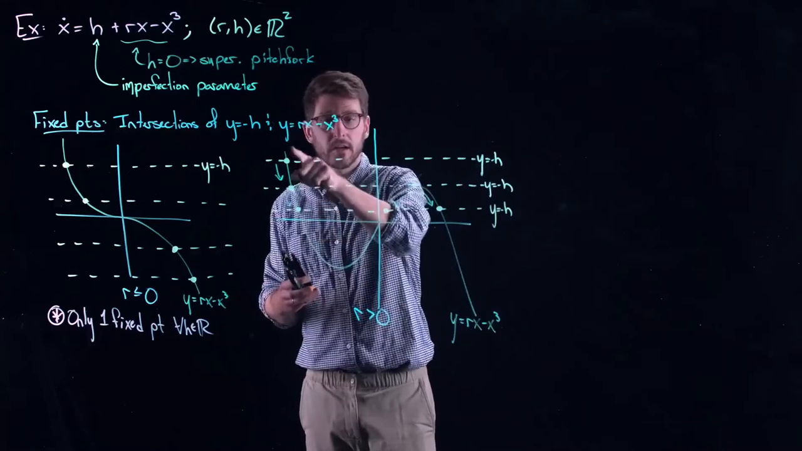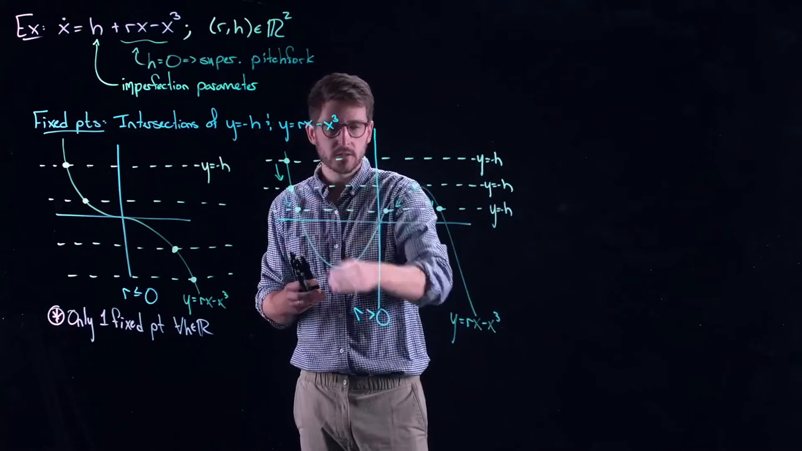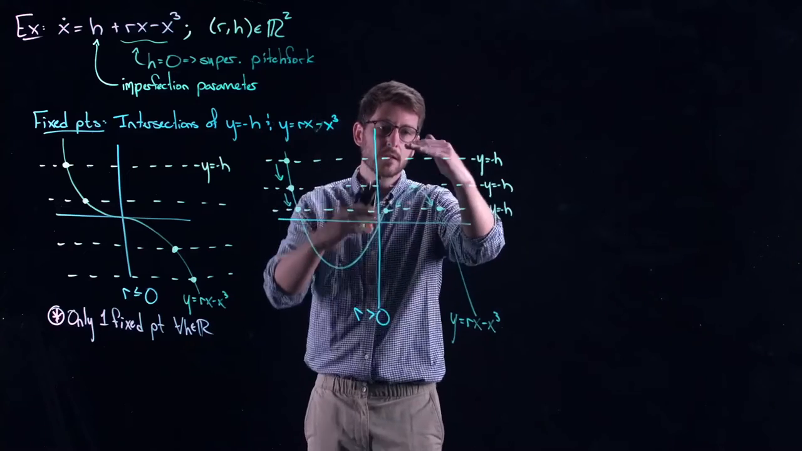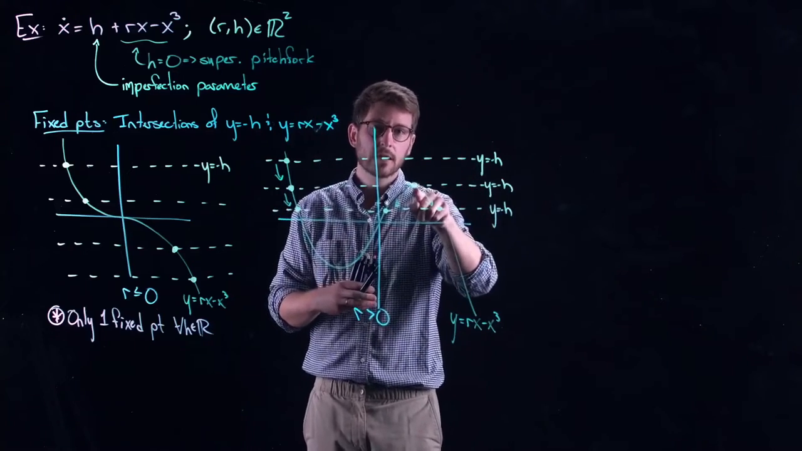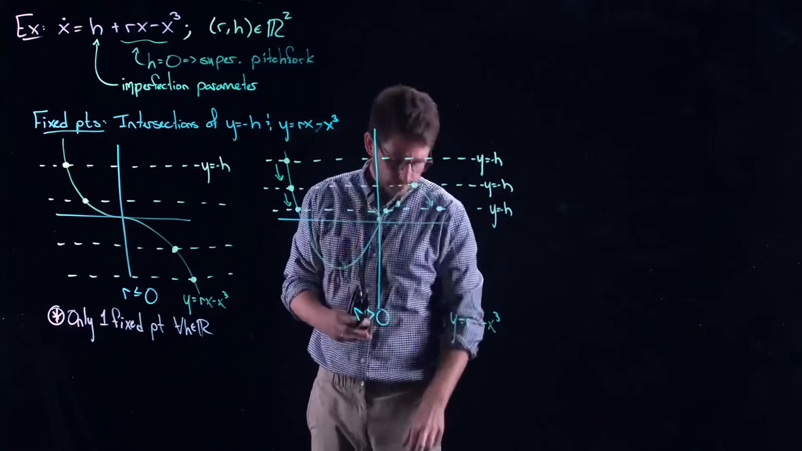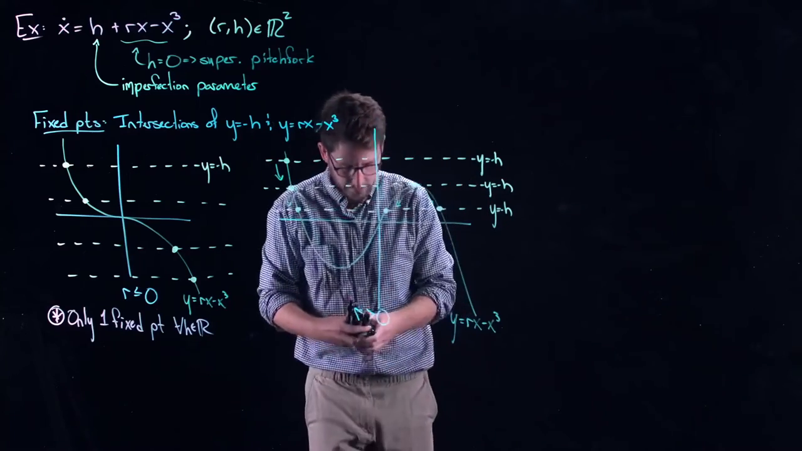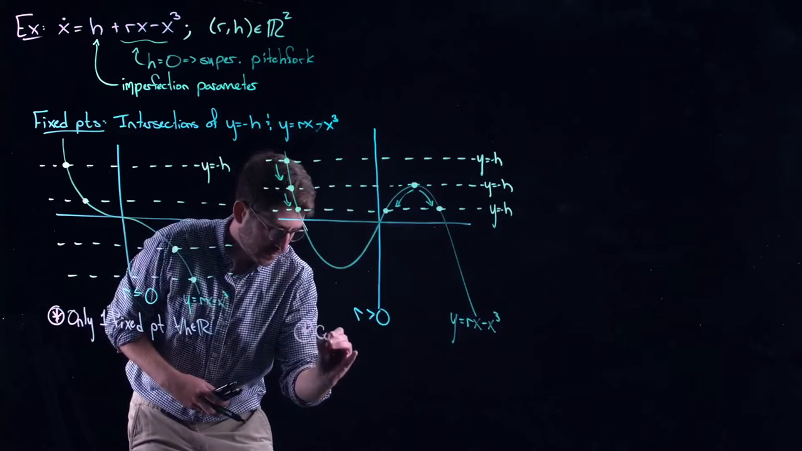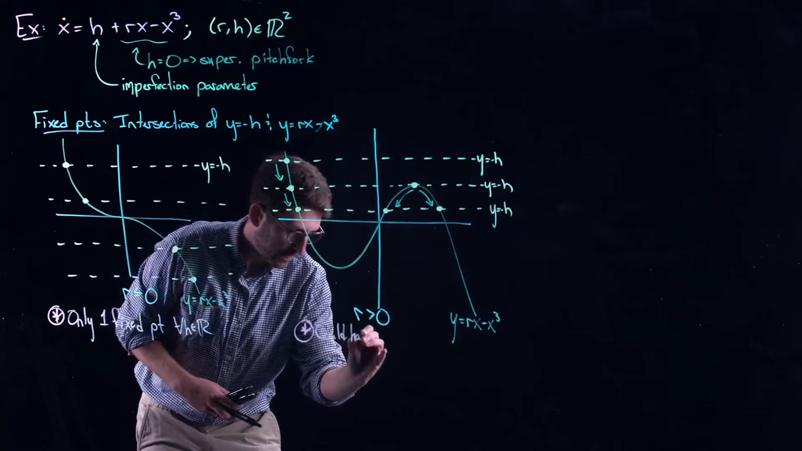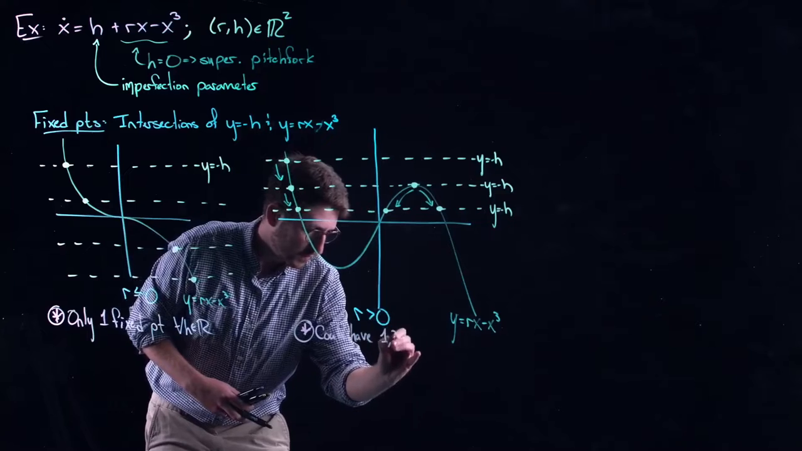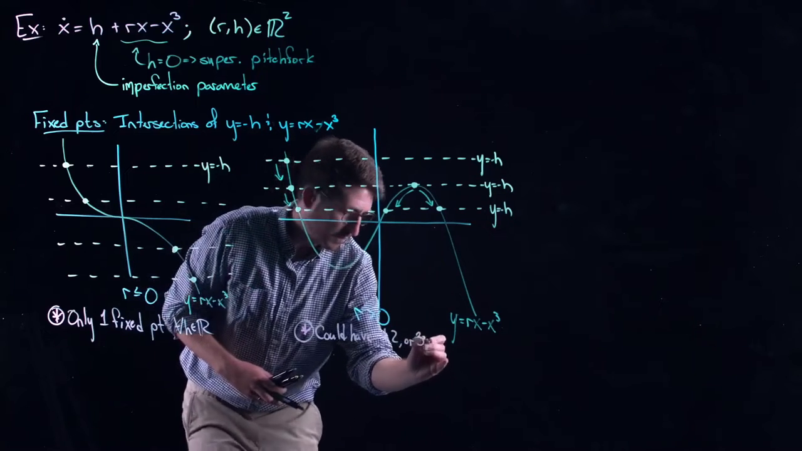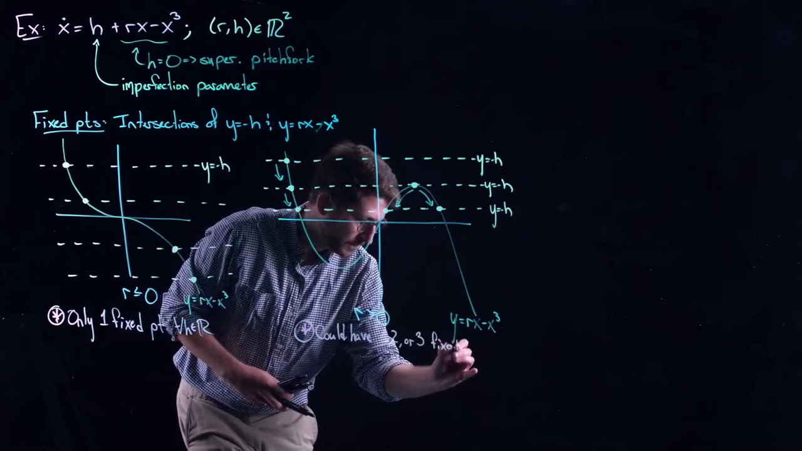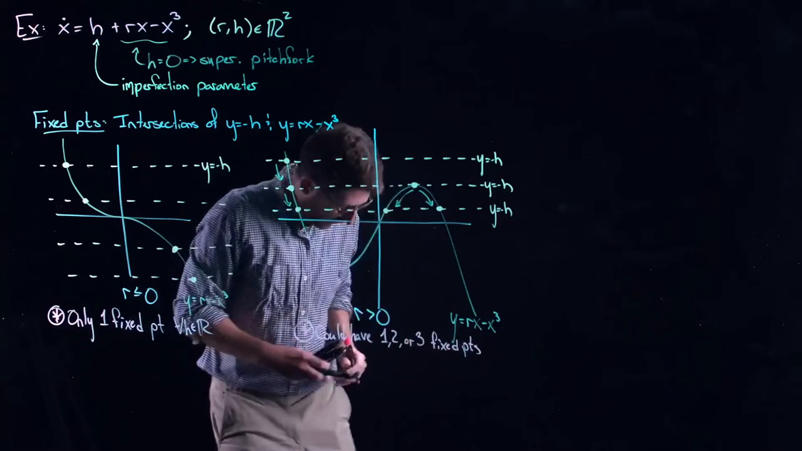This thing is not bifurcating. It never changes. It just sort of follows this nice path. But what happens here is nothing touches tangentially and splits into two fixed points. So in this case, you could have 1, 2, or 3 fixed points, depending on what the value of h is.